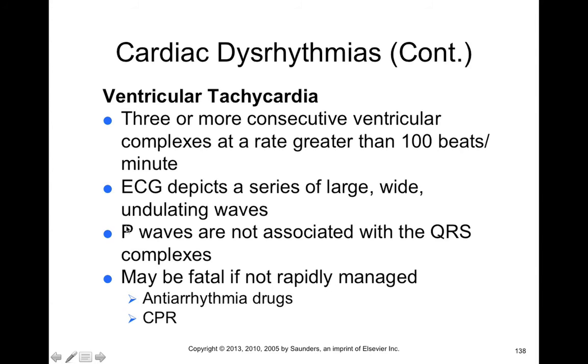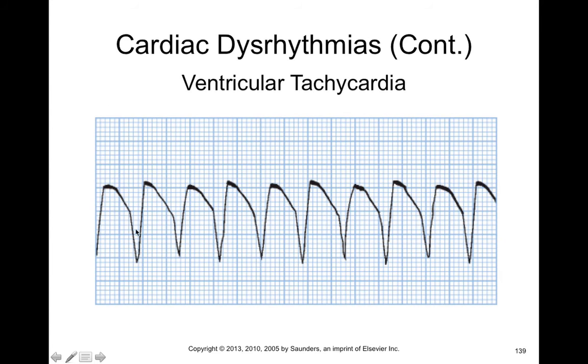What we find then is that P waves are not associated with these QRS complexes, and the ECG really depicts a series of large, wide, undulating waves. So this is really characteristic of VTach, or ventricular tachycardia, and this would need to be reversed either with a pacemaker or drugs or some other sort of therapy in order to improve cardiac output. Because if this VTach persists too long, cardiac output can be diminished too much.